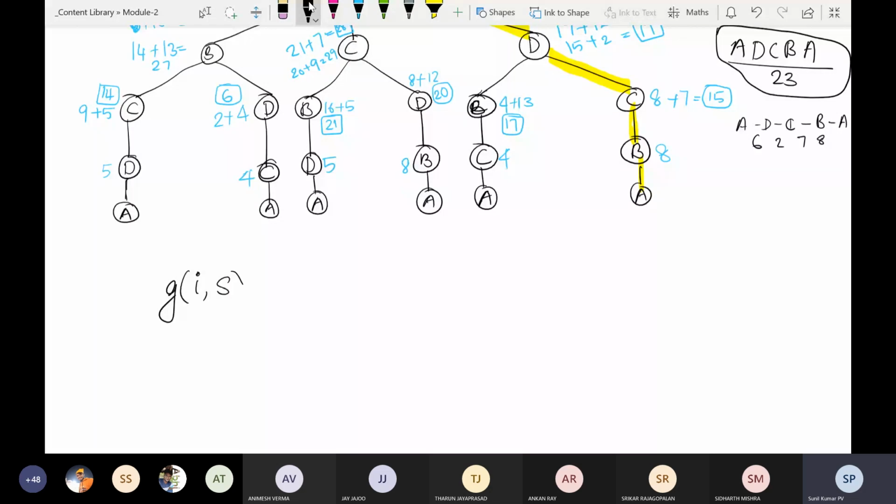This is equal to, so we will have many options. Whatever we have done now, that is the same thing. So we have to minimize something. What is to be minimized? We have to minimize W(I, K) plus the cost function, which we are calling recursively, G(K, S minus K). So this has to be minimized, and this K is taken from the set S.